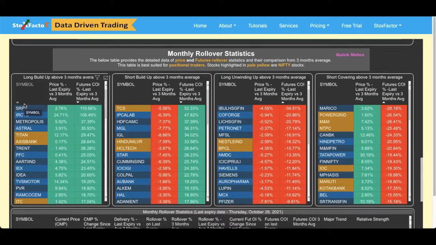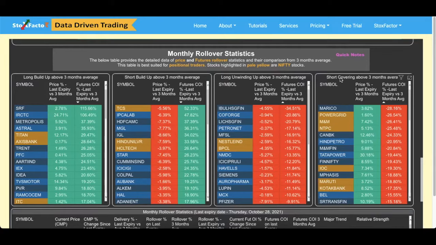Otherwise, if we are into F&O and we have limited capital, then we'll focus on 3, 4 stocks only, right? So in this, we have to select the stocks. And if you are looking for upside movement, the ideal tables for you are long build up and short covering, right? If you are getting all the 4, 5 stocks from long build up, then please focus on that.